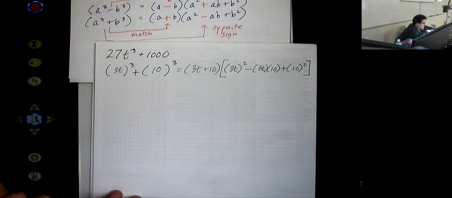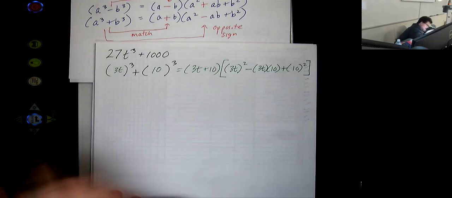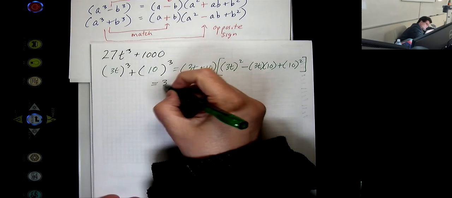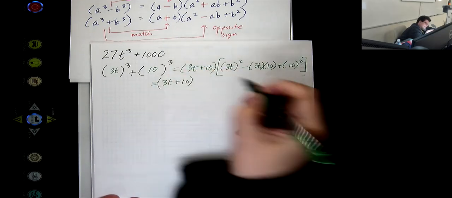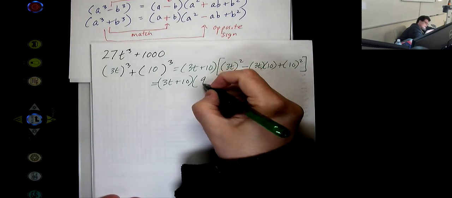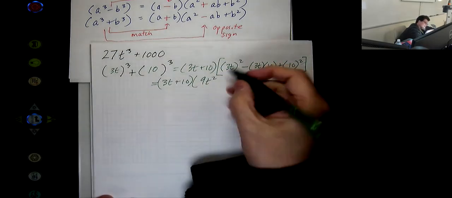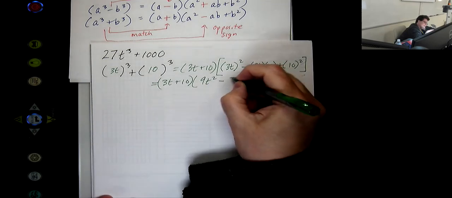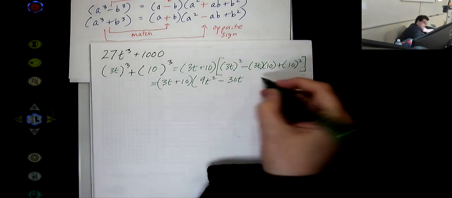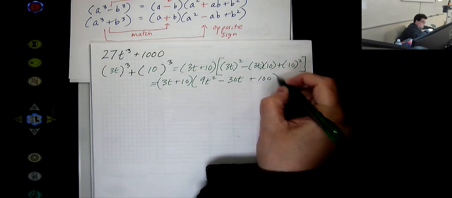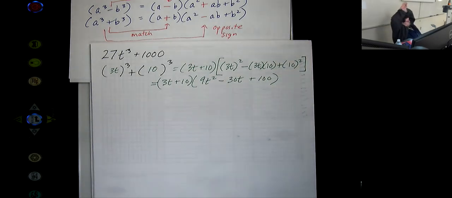There's a lot going on in that parentheses, so it's easier just to take one extra step and write that stuff down. 3t squared is 9t squared. And then I've got 3 times 10 is 30, so minus 30t. And 10 squared is 100. All right.